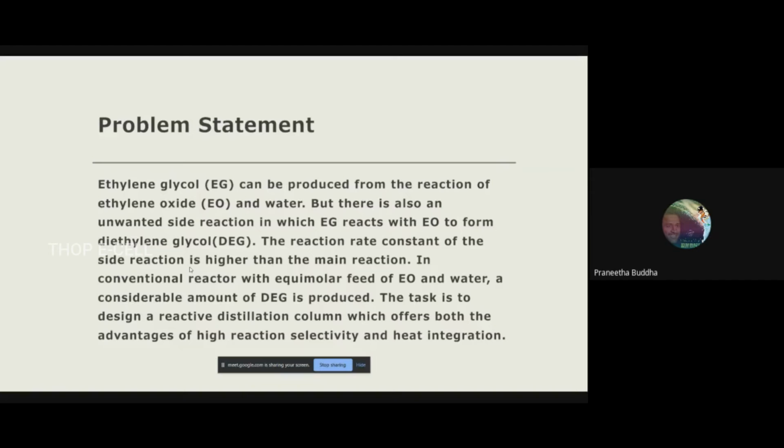Problem statement. Ethylene glycol can be produced from the reaction of ethylene oxide and water, but there is also an unwanted side reaction in which ethylene glycol reacts with ethylene oxide to form diethylene glycol. The reaction rate constant of the side reaction is higher than the main reaction. In a conventional reactor with equimolar feed of ethylene oxide and water, a considerable amount of DEG is produced. The task is to design a reactive distillation column which offers both the advantages of high reaction selectivity and heat integration.